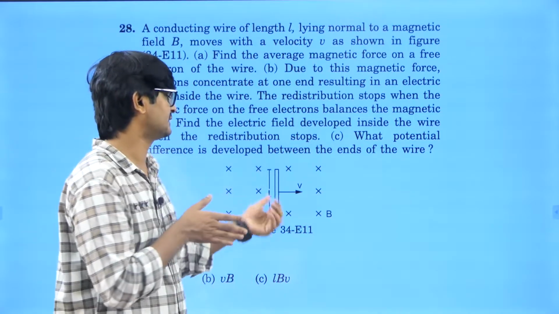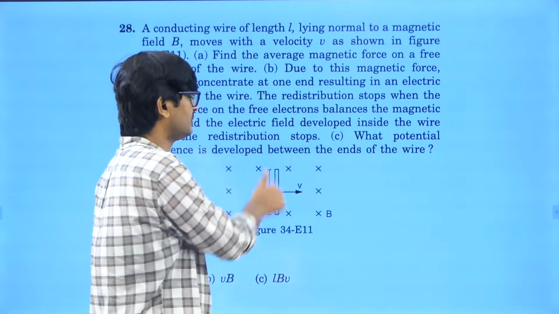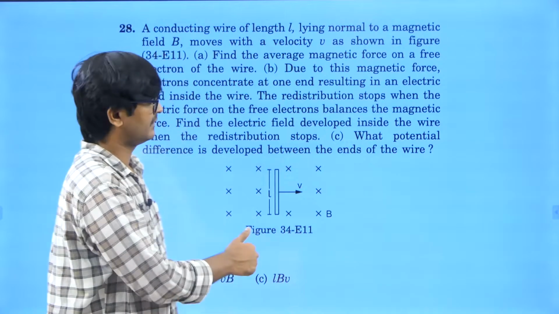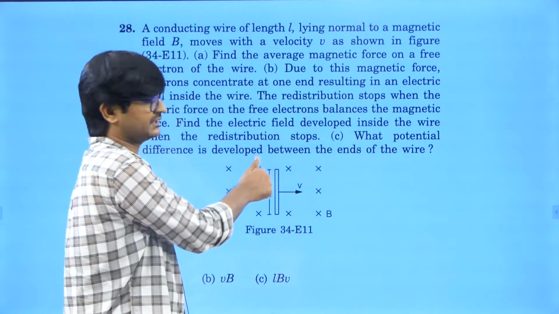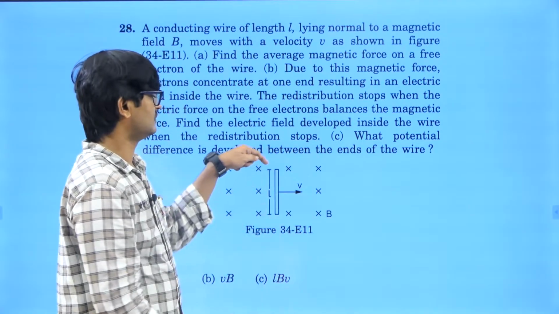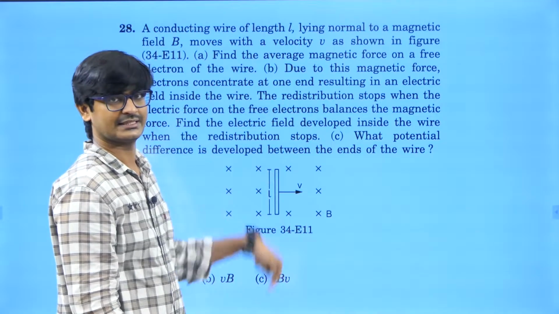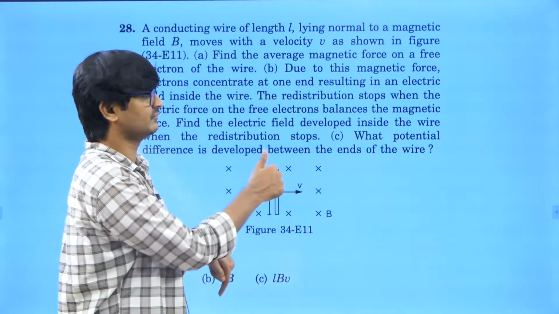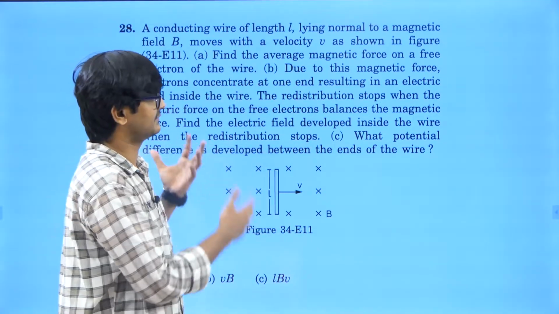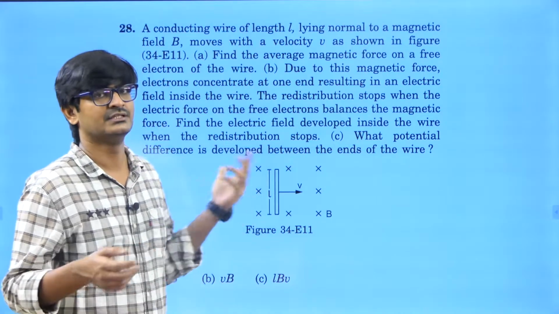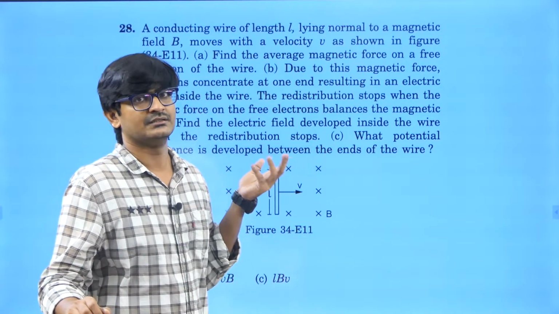So if positive charges are free to move, then v cross B, positive charges will try to go this way. Magnetic field will try to push the positive charges here, negative charges here, right? So because of that, an electric field will be induced in this direction, right? Now when these two forces become equal, then the movement will stop, kind of, right? So that is the reason behind EMF.